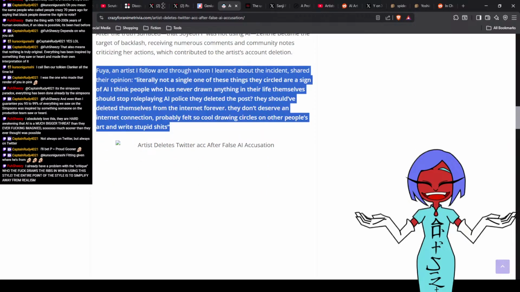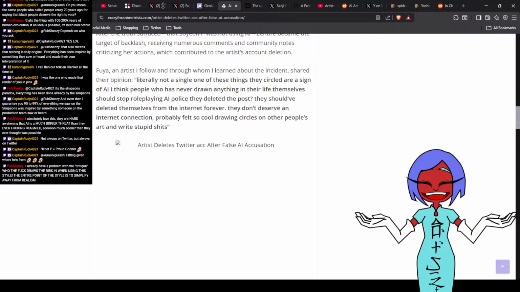Fuya, an artist I follow and through whom I learned about the incident, shared their opinion. "Literally, not a single one of these things they circled are a sign of AI. I think people who have never drawn anything in their life themselves should stop role-playing as AI police. They delete the post. They should have deleted themselves from the internet forever." I don't go this far.